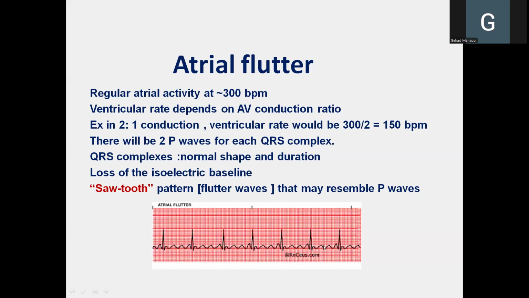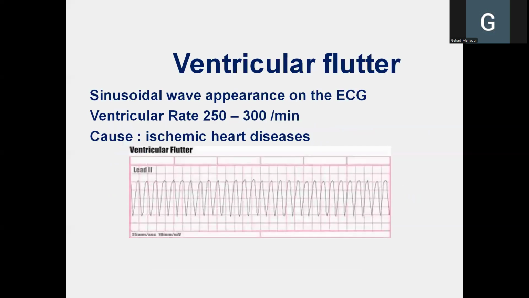But here, this is different from atrial fibrillation, because the P waves are not chaotic. They're all similar to each other. They are visible and easily detected, but they give us the sawtooth pattern. And the sawtooth pattern results from the flutter waves. These waves resemble the P waves, but they are not exactly similar to the regular and normal P waves.